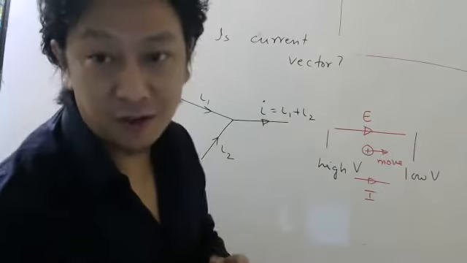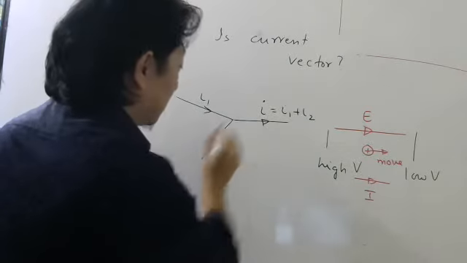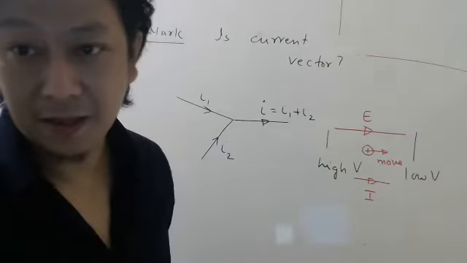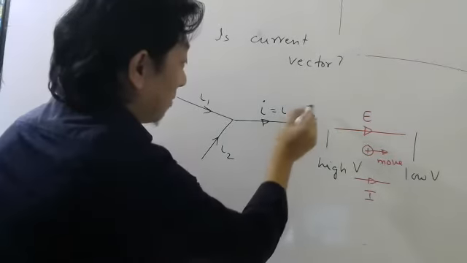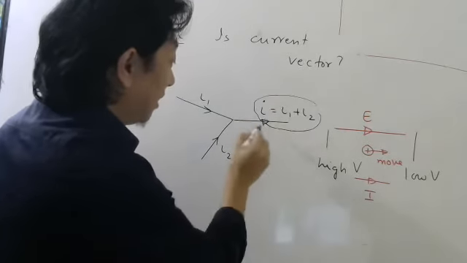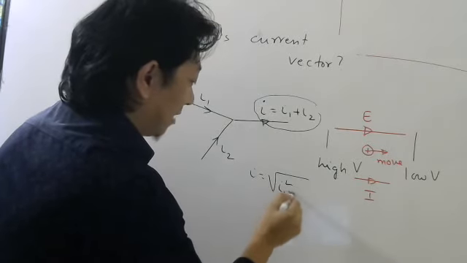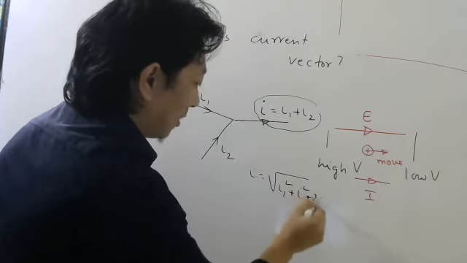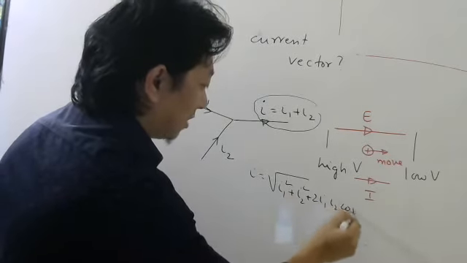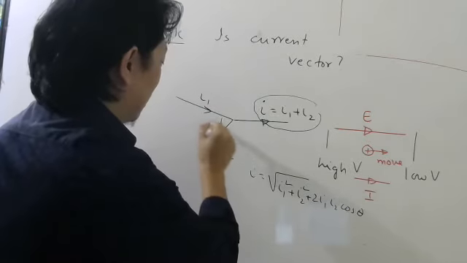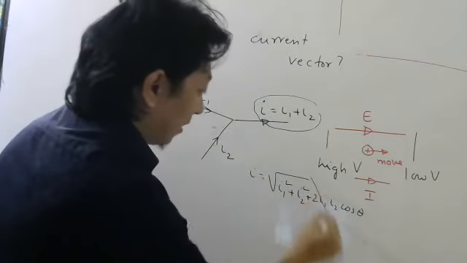5 coulomb will go, because at this point charges cannot accumulate. Okay? So please remember this part. While finding the total current, we don't take the root of I1 square plus I2 square plus 2 I1 I2 cos theta, where theta is this angle. So we don't apply this formula.